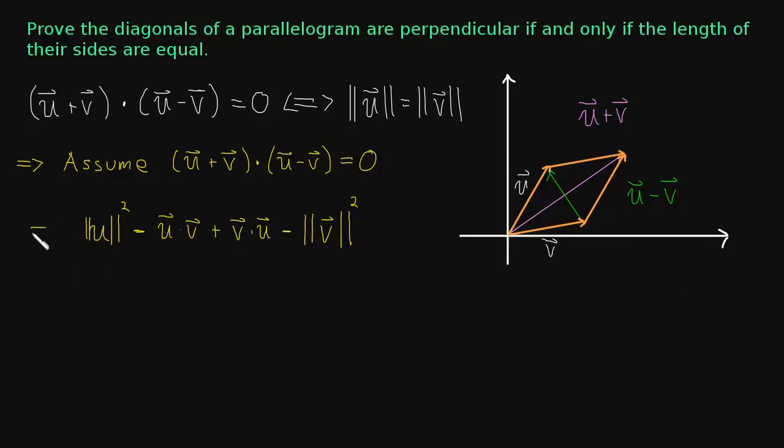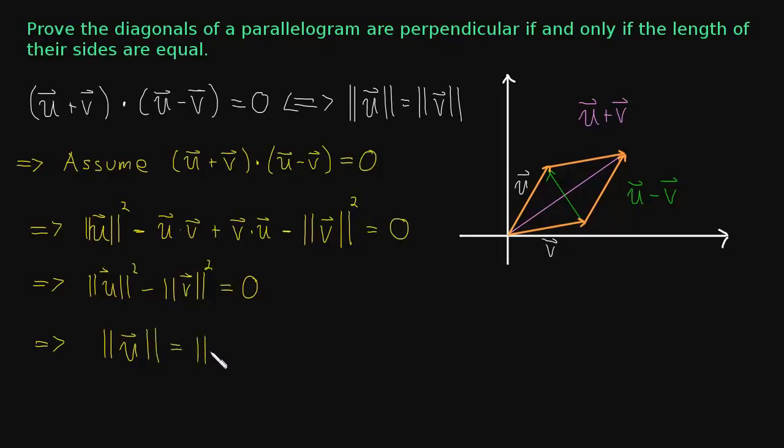Oh, and I kind of made a mistake here, sorry about that. This is an implication. The fact that this is equal to zero implies that this statement is equal to zero, because all we did was expand it out, which in turn implies that the length of u squared minus the length of v squared is equal to zero, which again implies that the length of u squared is equal to the length of v squared.